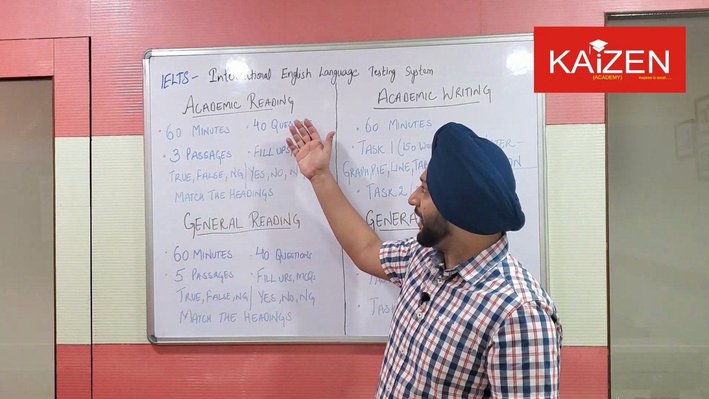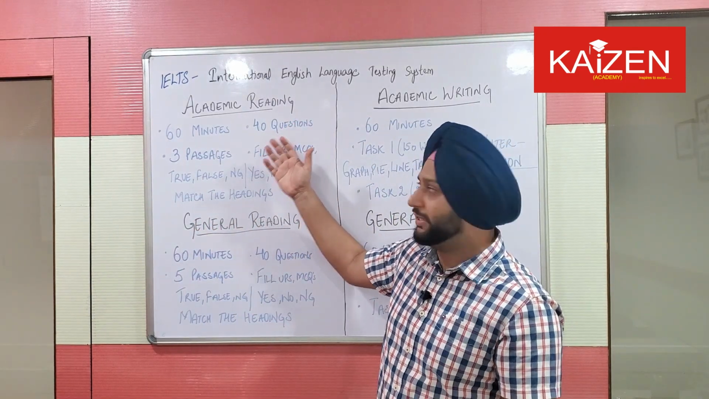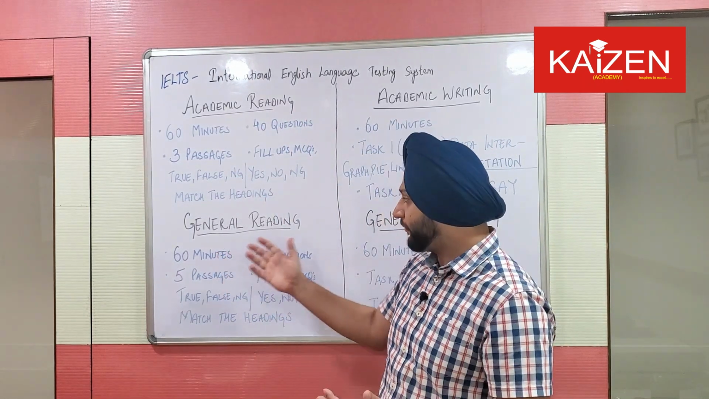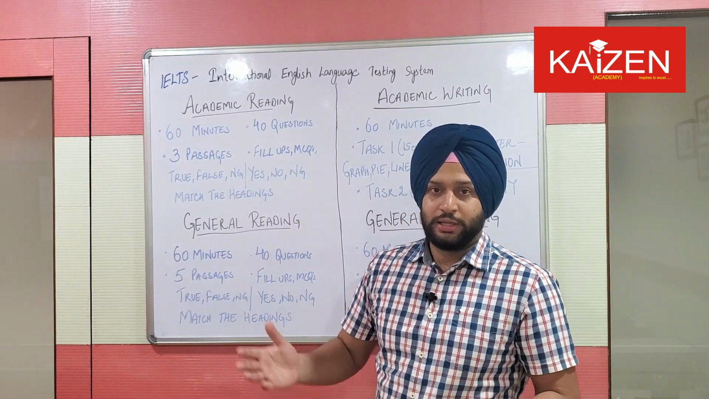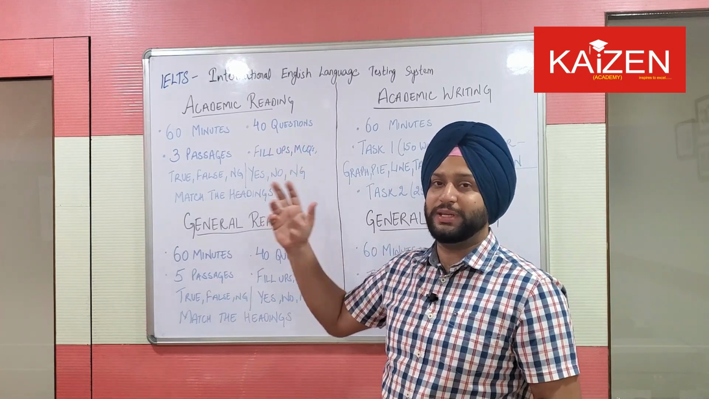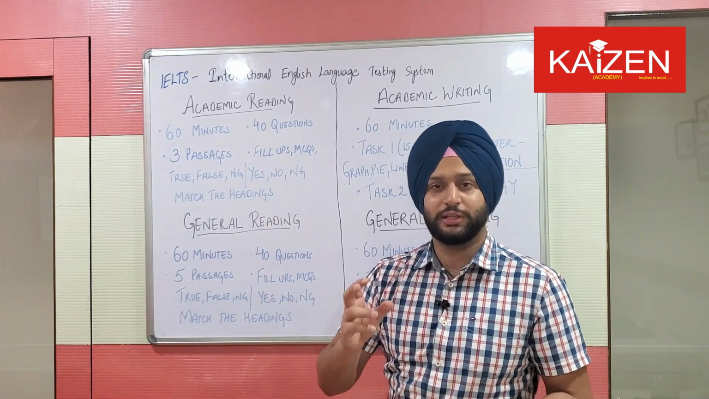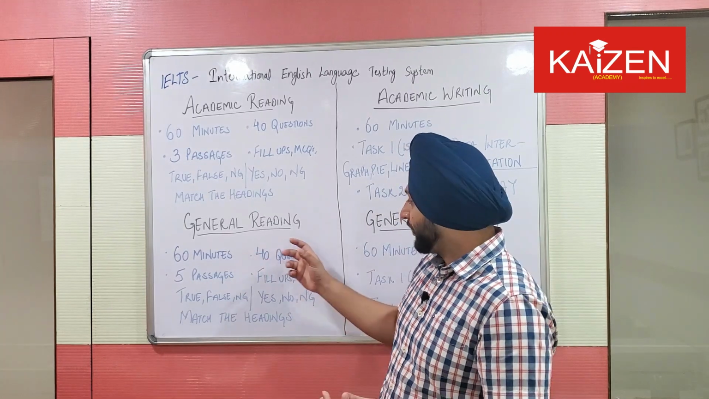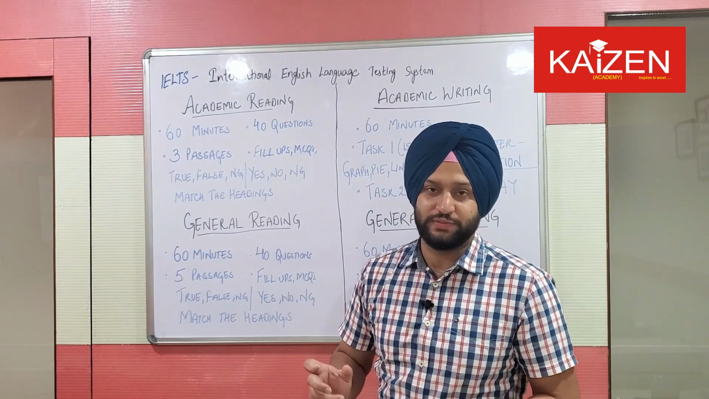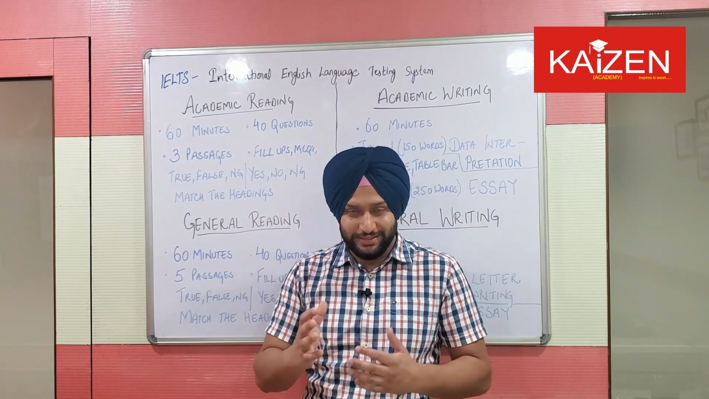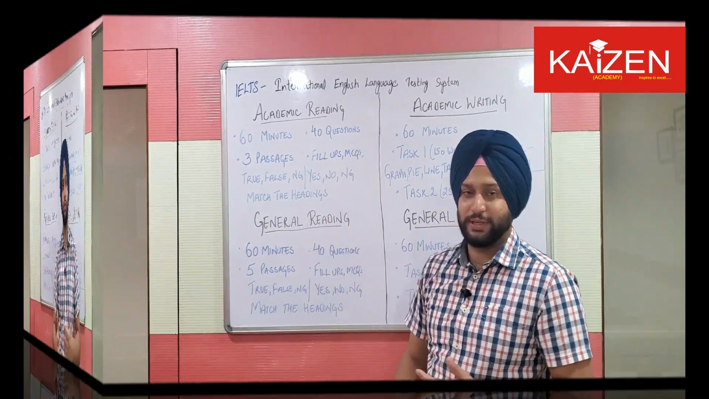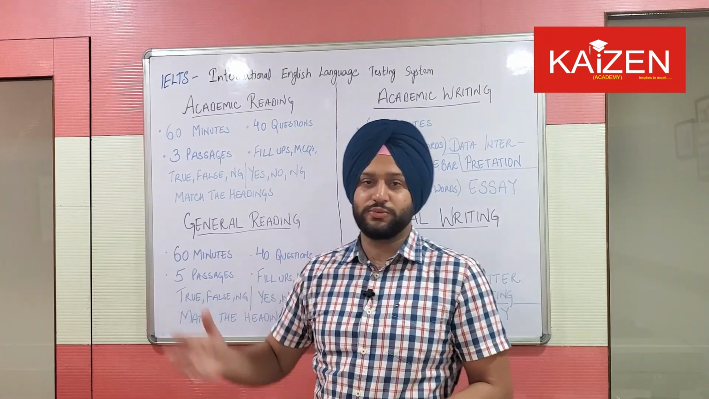So let's say a person has scored 35 out of 40 in academic reading, and another person has scored the same score, 35 out of 40 in general reading. The first person's band score in academic reading will be 8 for a score of 35. However, here the band score will be 7 for a score of 35. So there's a difference of 1 band. That makes up for the tough level of English which is in academic reading. So it all evens out when it comes to the marking part.